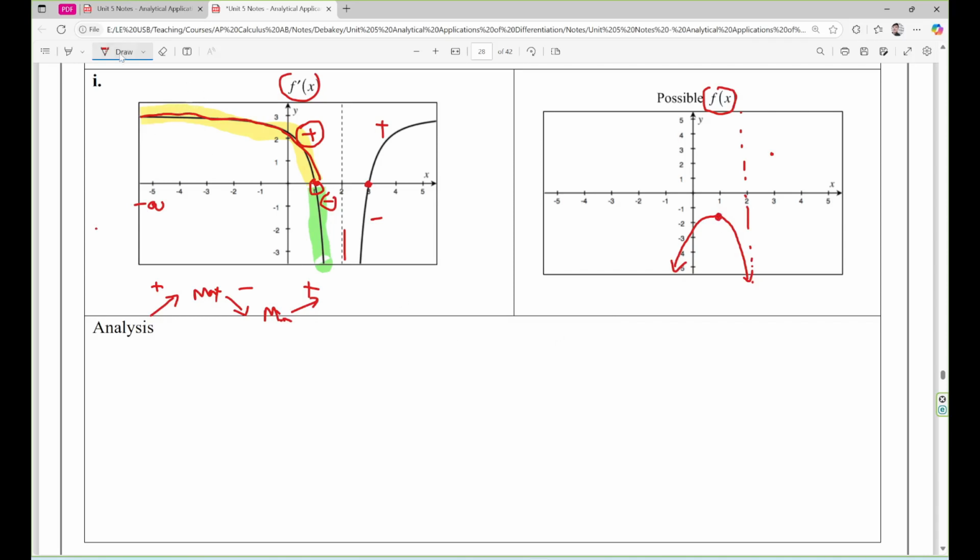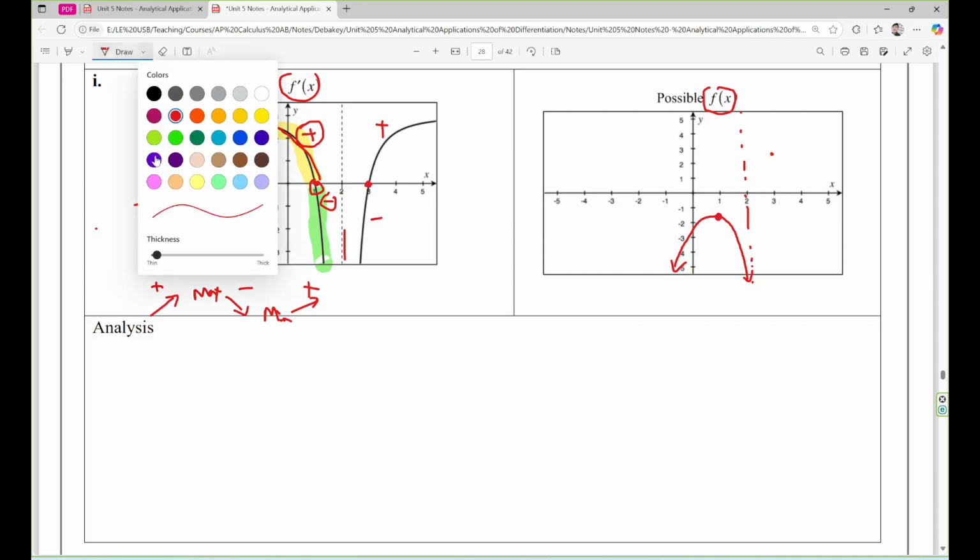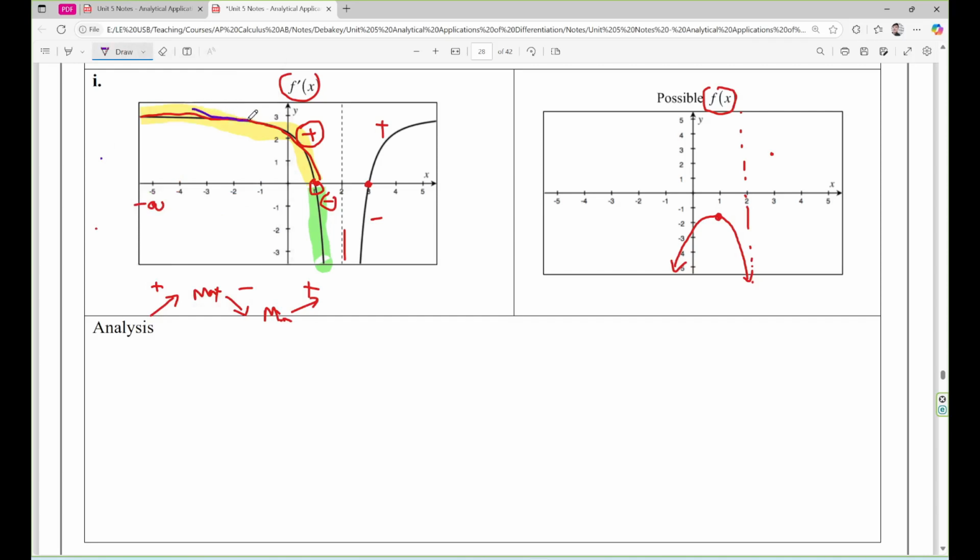Now, you just draw the tangent line right here. And you see that the slope of the tangent line is negative. It tells us that f double prime of s is negative. So f of s is concave downward, right?